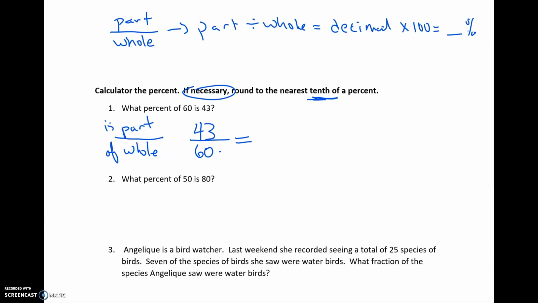So let's do this. We'll take that 43 and we'll divide it by 60, and that is something you can just do right on your calculator. And I will get a decimal. In this case, it's 0.7166666. I don't even need to do any rounding right now, because the first thing I want to do is multiply by 100. So I do that right on my calculator. That gives me 71.6666. I want to round to the nearest tenth. Here's the tenth. I look one digit to the right. It is 5 or greater, so it's going to round it up. So 71.7%.